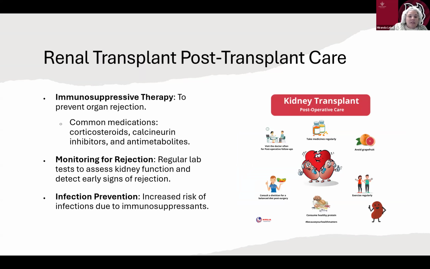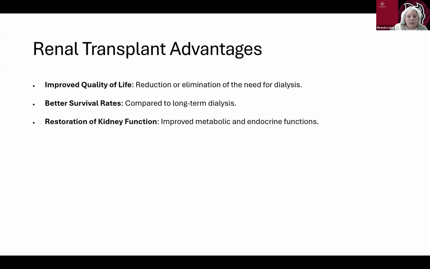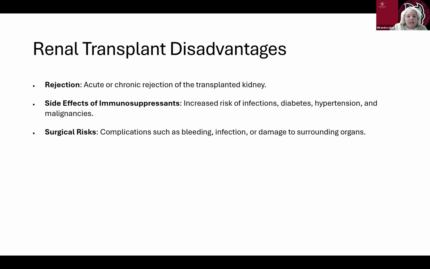Post-transplant care: we're going to give immunosuppressive therapy to prevent organ rejection. Common medications are going to be corticosteroids, calcineurin inhibitors, and antimetabolites. We're going to monitor for rejection, so regular lab tests to assess kidney function and detect early signs of rejection, and infection prevention. Renal transplant advantages: an improved quality of life, better survival rate, and restoration of kidney function. Disadvantages are going to be rejection, side effects of immunosuppressants, and surgical risks.